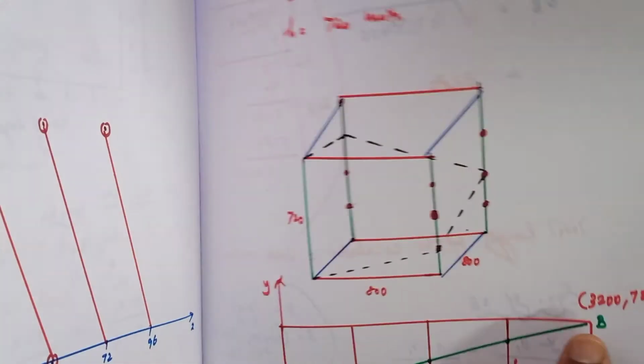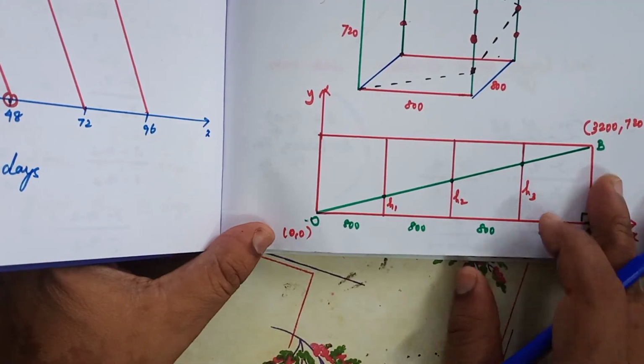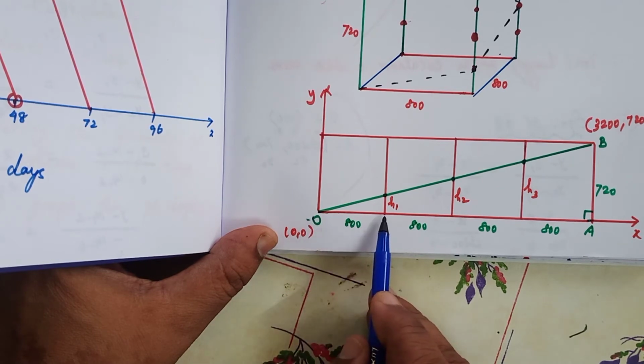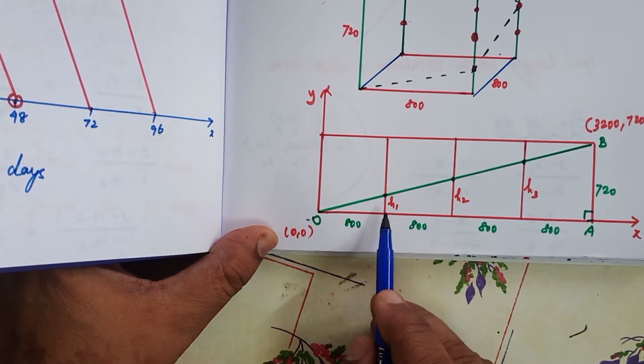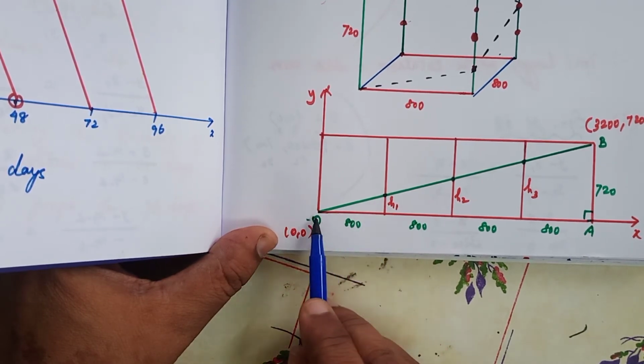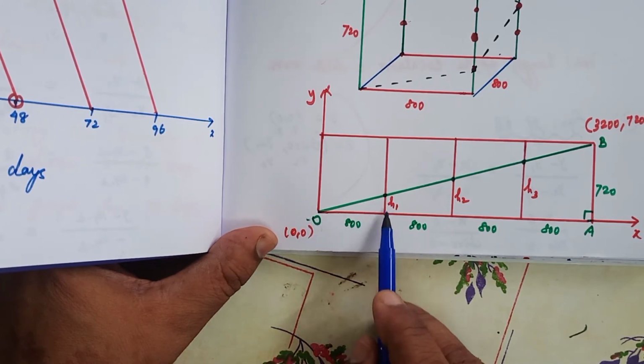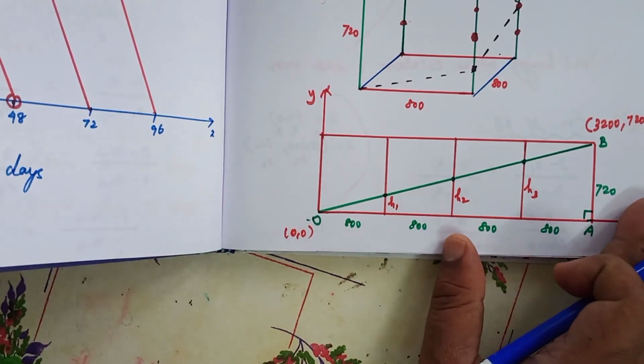Now look at the diagram. I am going to find out h1 now. The horizontal one should be considered as x and the vertical one always should be considered as y. We know the value of x: x is equal to 800, y is equal to h1.